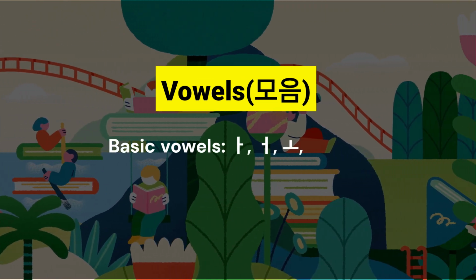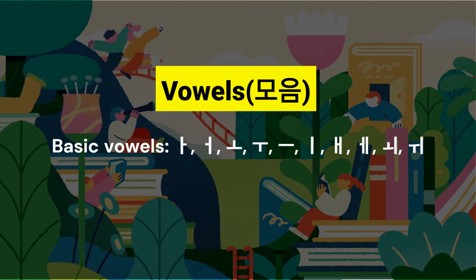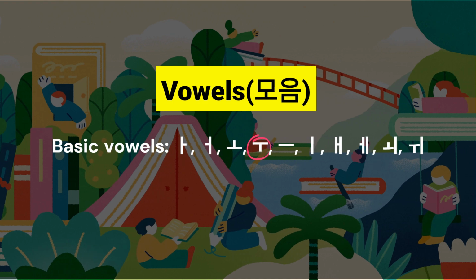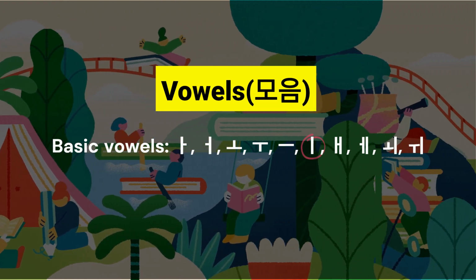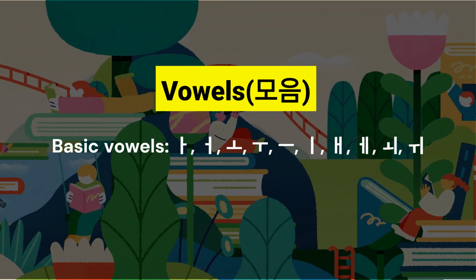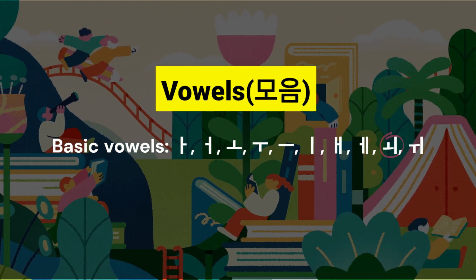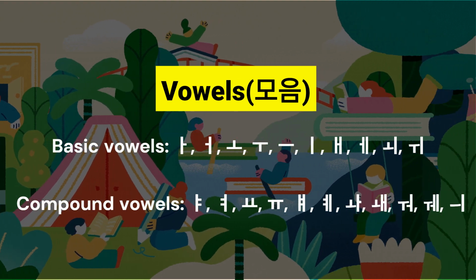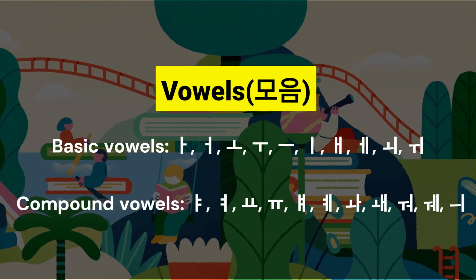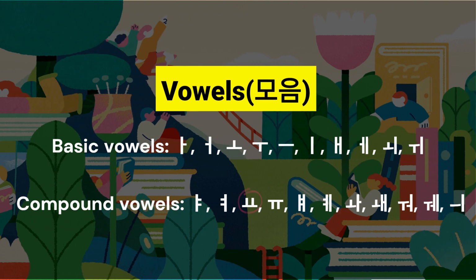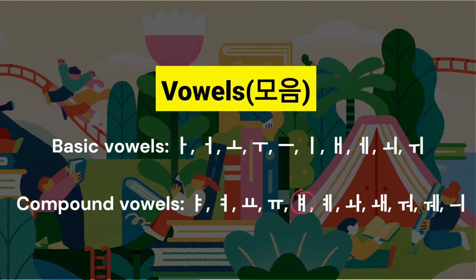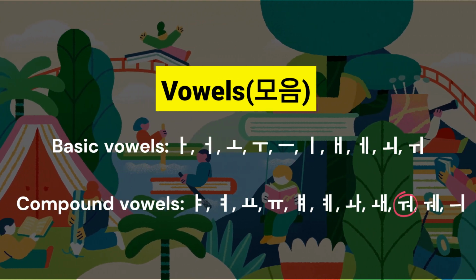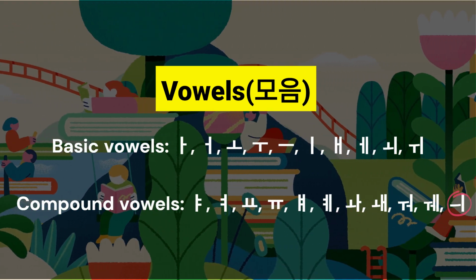Now repeat after me. These are the basic vowels. 아, 오, 우, 으, 이, 에, 애. Now the compound vowels. 야, 여, 요, 유, 예, 와, 왜, 워, 웨, 의.